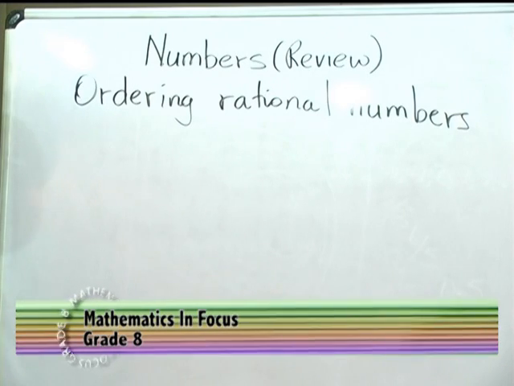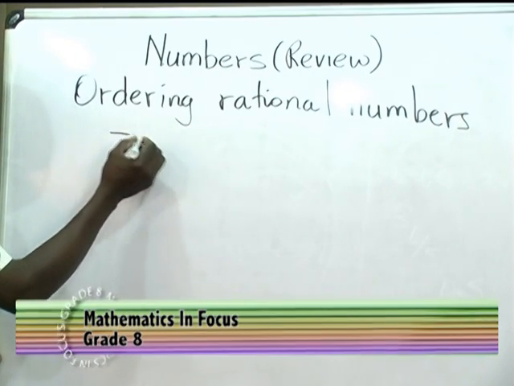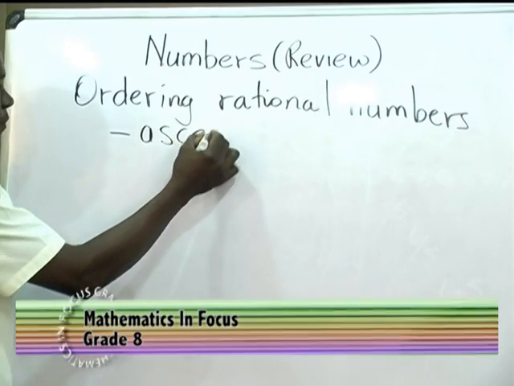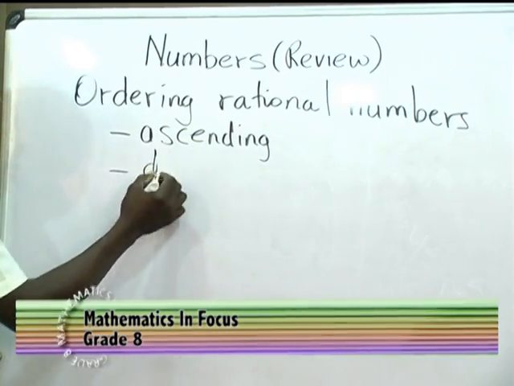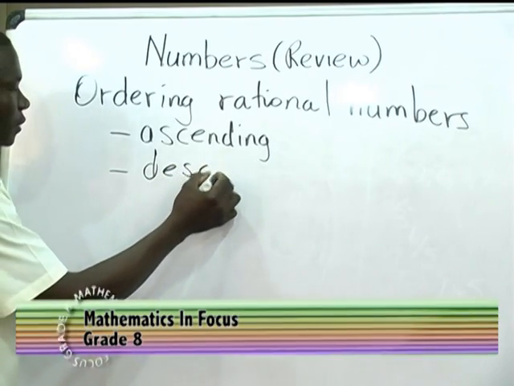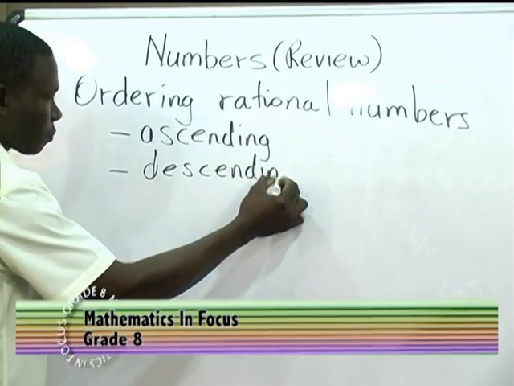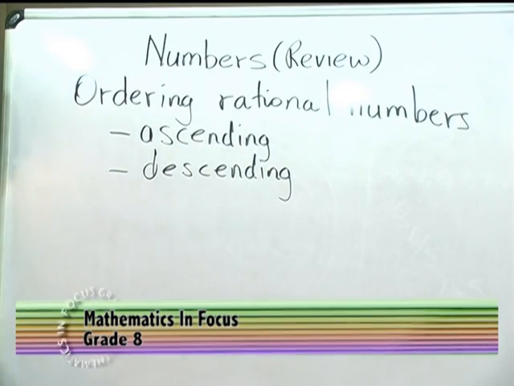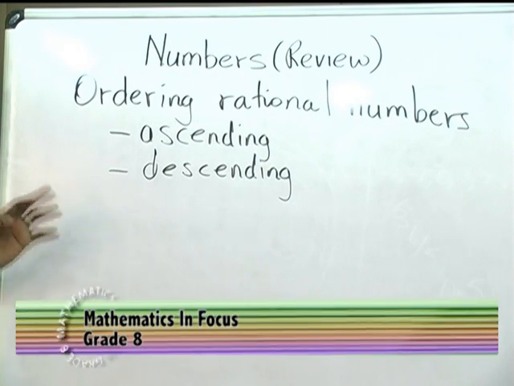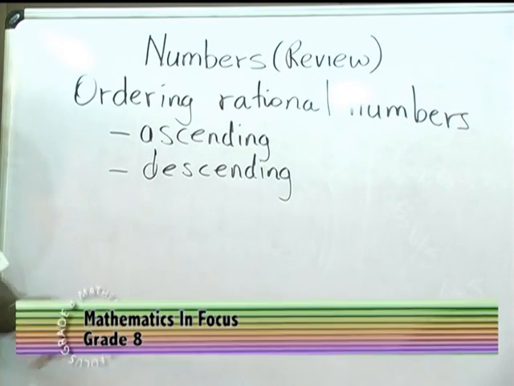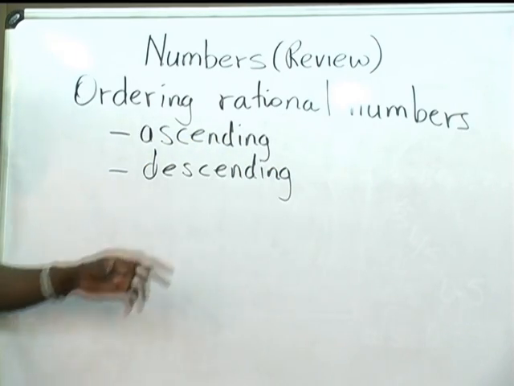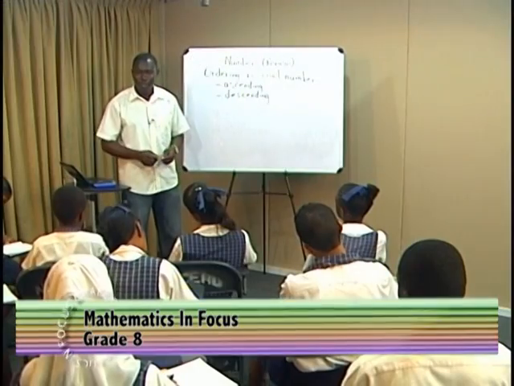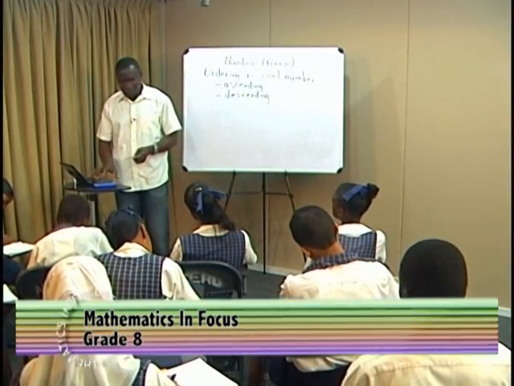Ordering rational numbers, we can order rational numbers either in ascending or in descending order. Either one of the two ways. And ascending, we discussed, is from smallest to largest, and descending is from largest to smallest. Let us take an example.